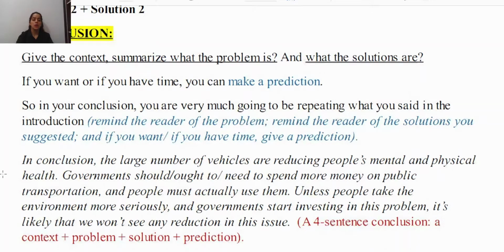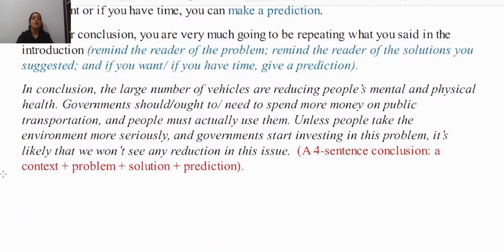But as long as you're good to go and you've got time, you can make a prediction as well. So in your conclusion, you are very much going to be repeating what you said in the introduction, exactly like the previous ones. We have the items that we already mentioned in the introduction, but the key element to remember is the art of paraphrasing. Remind the reader of the problem. Remind the reader of the solutions you suggested. And if you have time, give a prediction.